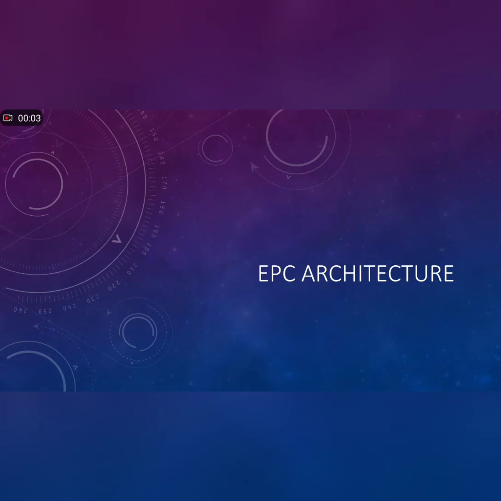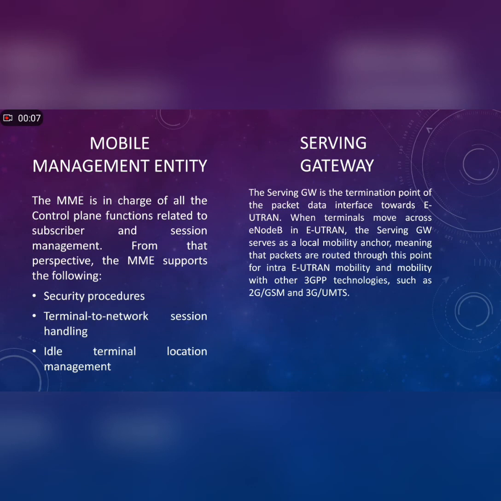In this presentation, I'm going to talk about EPC architecture. The EPC has five components. The first one is the mobility management entity. The MME is in charge of all control plane functions related to subscriber and session management.